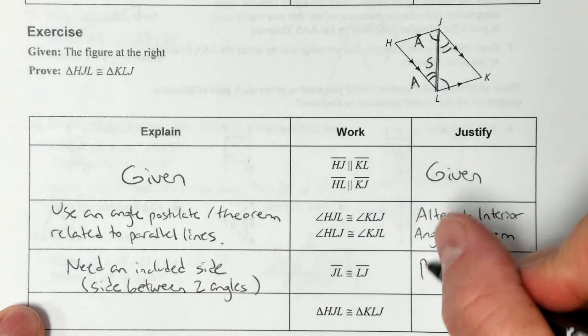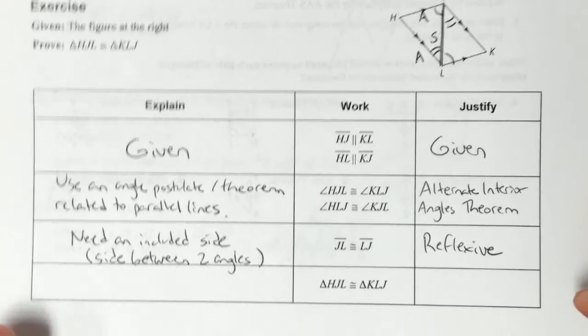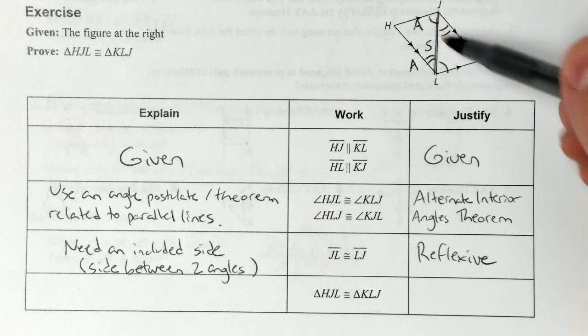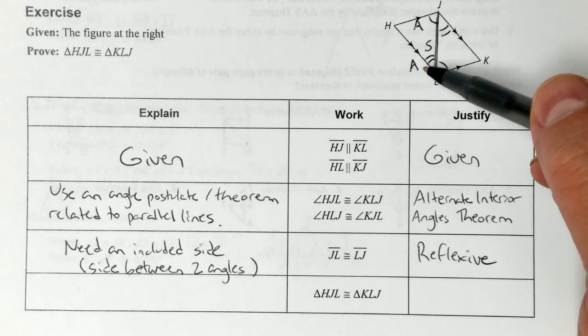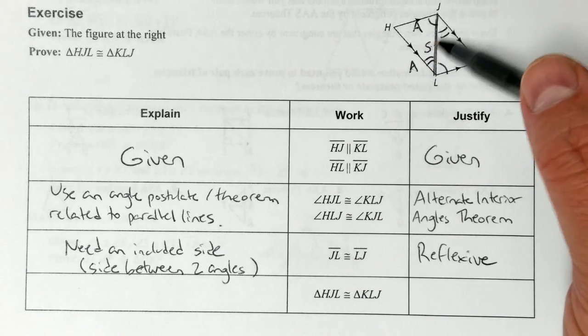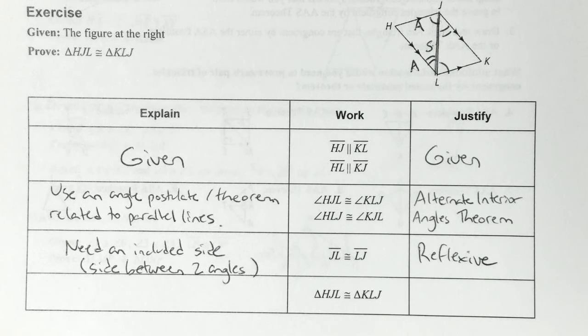So that'd be reflexive. So you see these have one mark, and then you have your side, and then these have two marks. So we've got the reflexive side that's between two angles. Any questions?